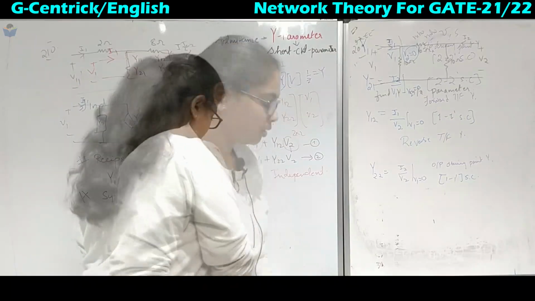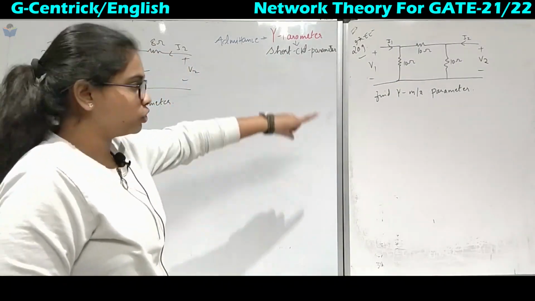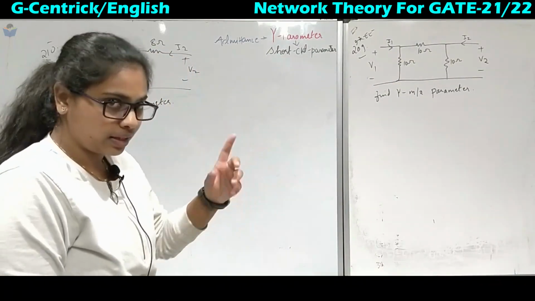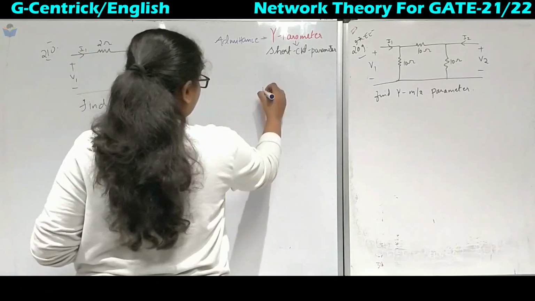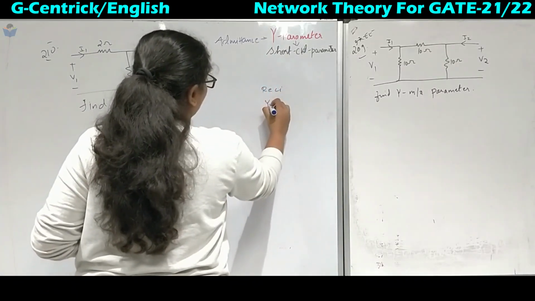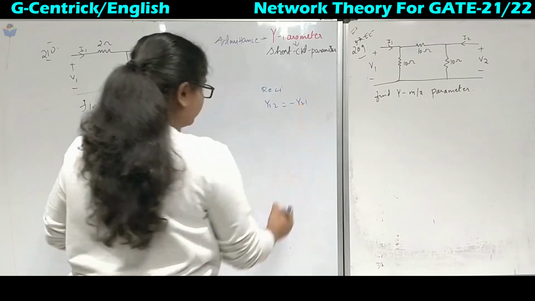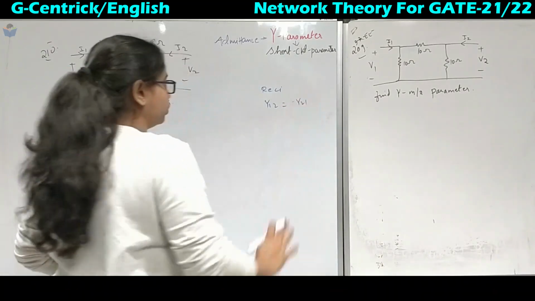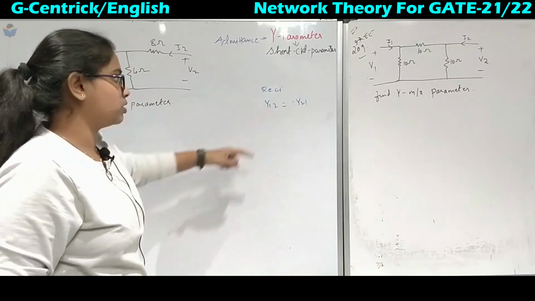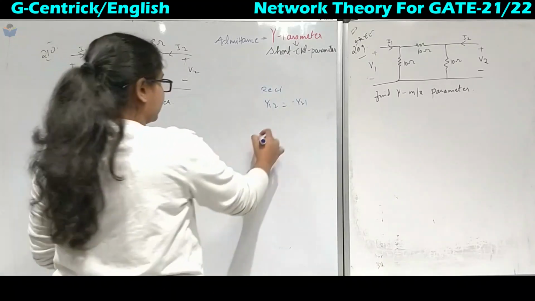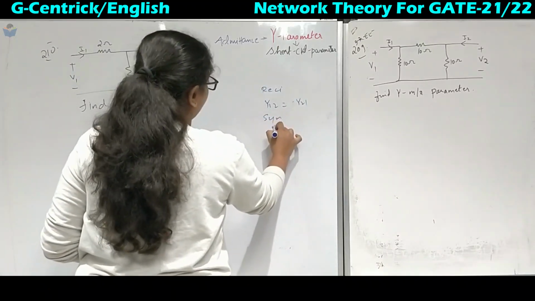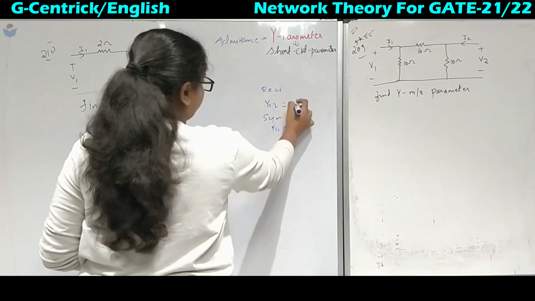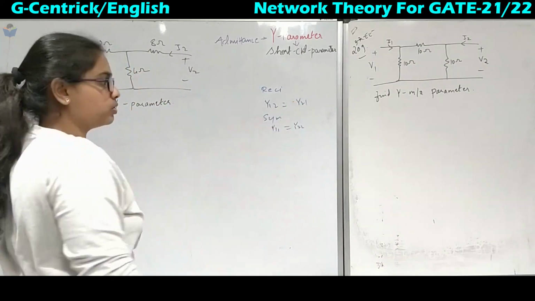Coming to question 209, before that, previously we had seen reciprocity, where I told you Y12 is equal to minus Y21. It's not minus, it's just Y12 equal to Y21. Please correct this. Symmetricity is the same: for symmetric, Y11 will be equal to Y22. Just eliminate the negative sign.